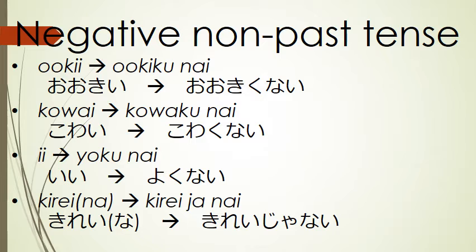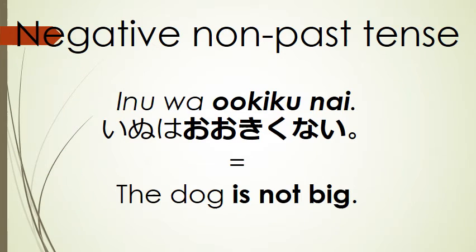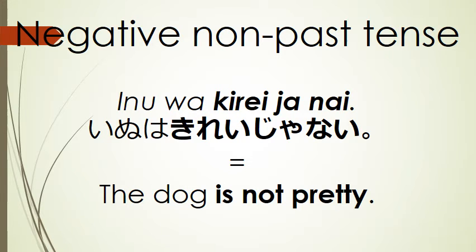So ooki becomes okikunai. Kowai becomes kowakunai. Yoi becomes yokunai, because remember, we conjugate as if it were the older word yoi, and kirei becomes kireijanai. So if I said inu wa ookikunai, that would mean the dog is not big. And if I said inu wa kireijanai, that would mean the dog is not pretty.